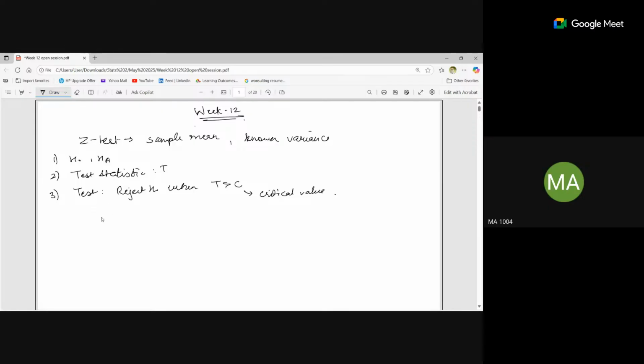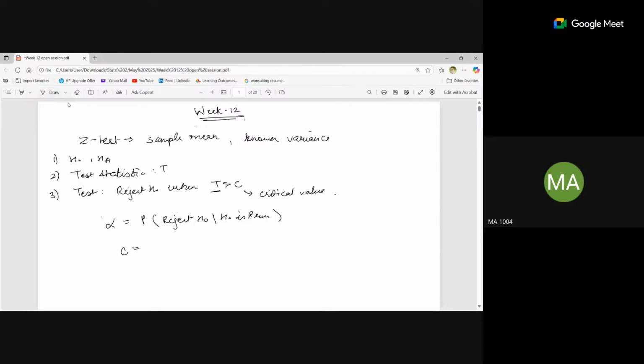Then we calculate the value of C by another quantity, alpha. What is alpha? Alpha is the probability of rejecting H naught when H naught is true. With this, we calculate the value of C and then we compare it with T. If T is greater than C, we say that we are rejecting H naught. If T is less than C, we say that we are accepting H naught. So these were the things that we did in week 11, correct?